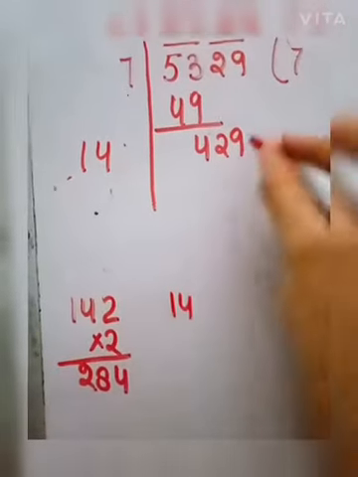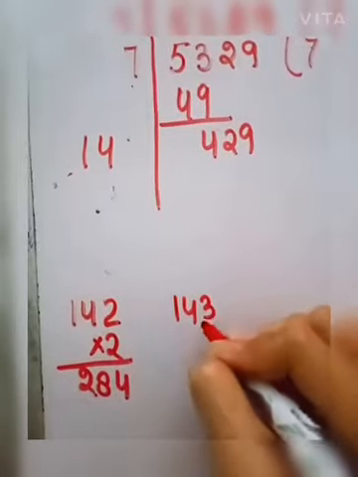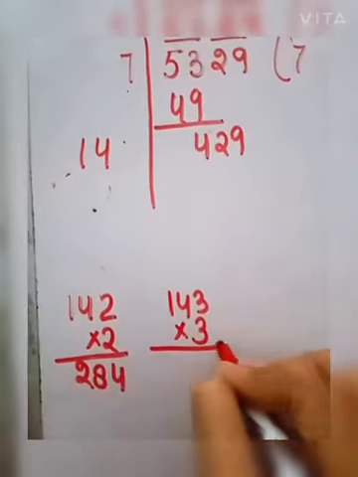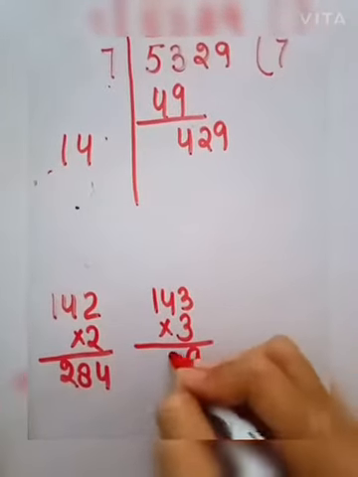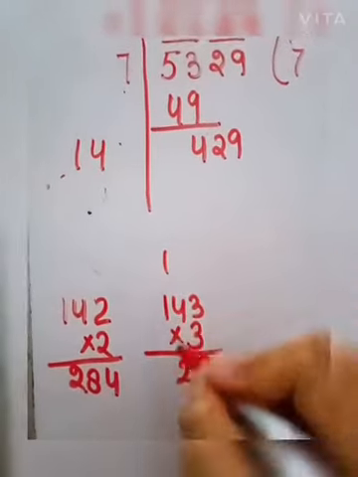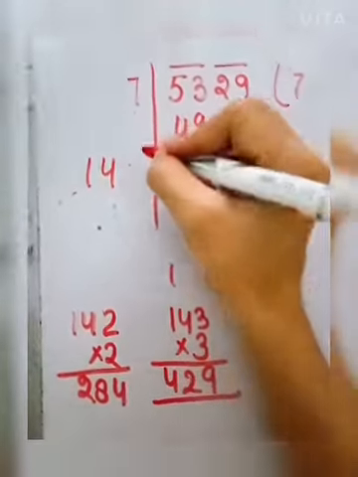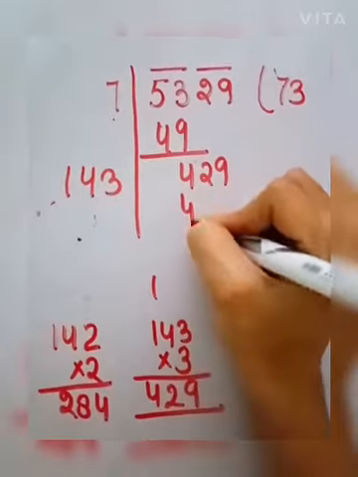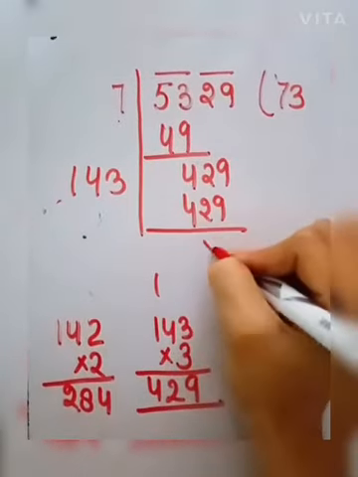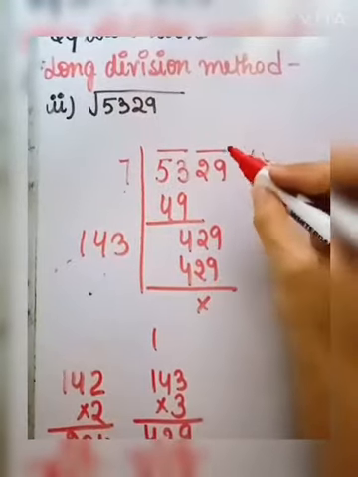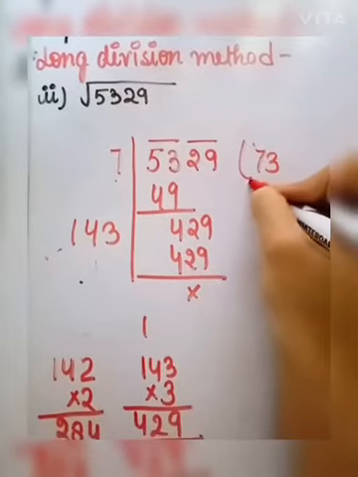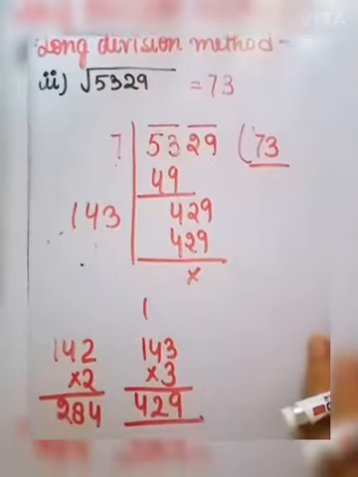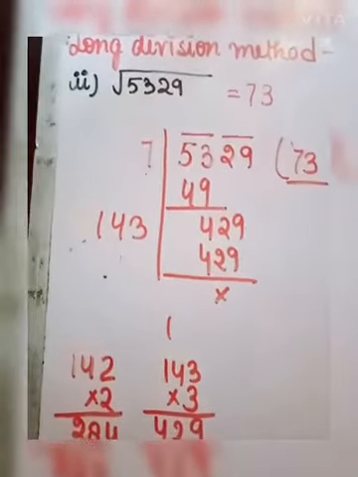Now this is not equal to it. Now we have put 3 here, so multiply this number by 3. 3 3s are 9, 3 4s are 12, 3 1s are 3 plus 1, 4. So when we put 3 here and multiply it by 3, we get 429. So what is the square root of 5329? It is 73. Okay. Now let's see another example.